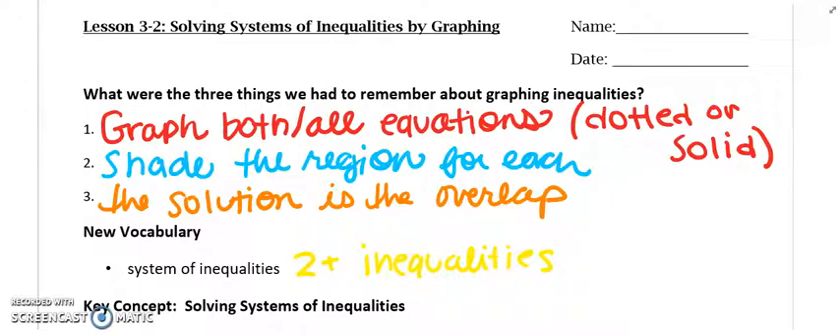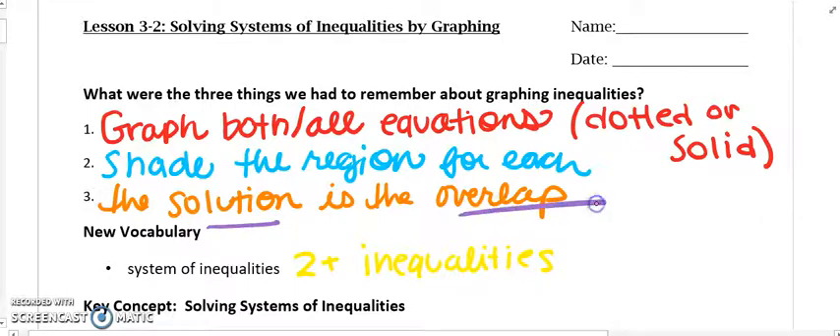First, you're going to graph both or all of the equations. Don't forget that some of them will be dotted, some of them will be solid according to the line. Then you'll shade for both or all of the lines above or below. And then your solution set is actually the overlap. So it has to be where both of them are shaded.